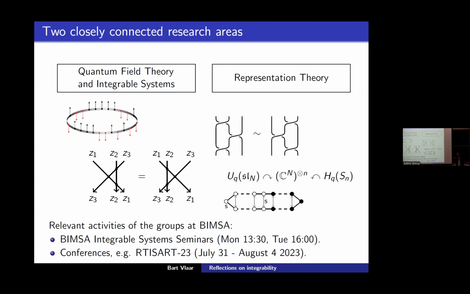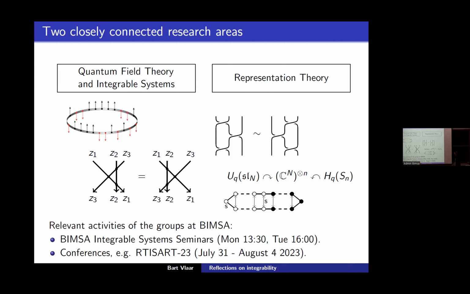So I have to do my best to represent them both quite well. My research takes place in the union of these two research groups: the more applied group, quantum field theory and integrable systems, and this more pure group, representation theory. Of course, there are connections between these two fields, and it is part of my talk to make that more precise.